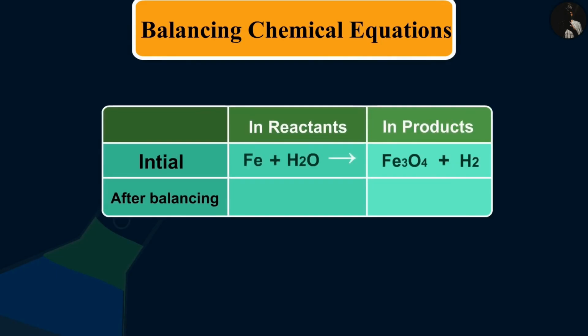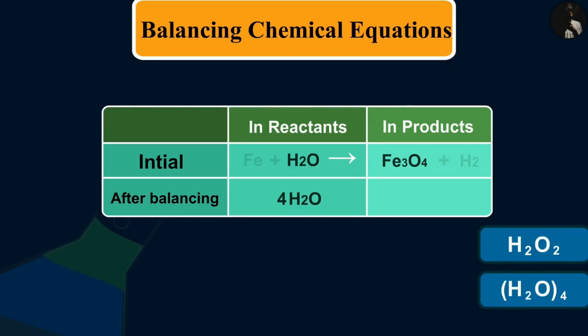First, we try to balance Fe3O4 and the element oxygen in it. To balance the oxygen atom, we can put coefficient 4 as 4H2O. But remember, we cannot write H2O2 or H2O to the power 4, like these.